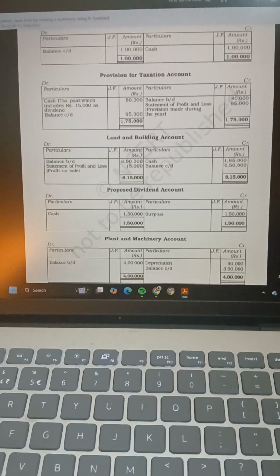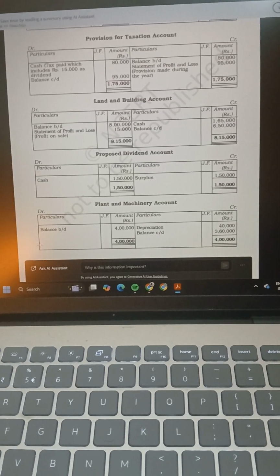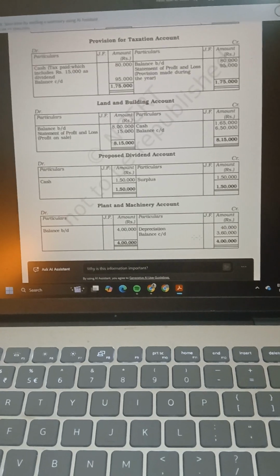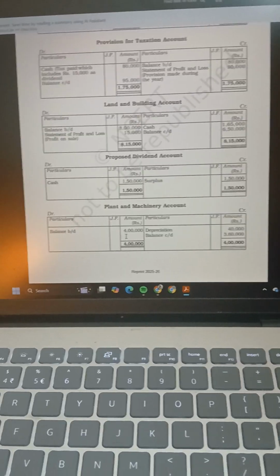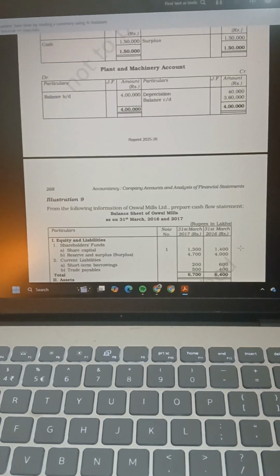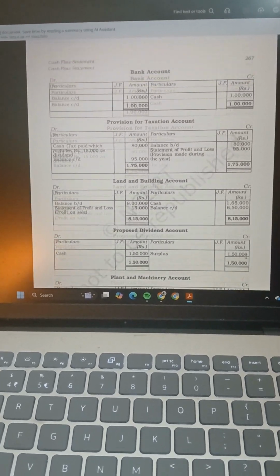Then plant and machinery account. Opening previous year balance 4 lakh, closing balance 3,60,000. So there will be depreciation, that is 40,000, that is 4 lakh minus 3,60,000. Then no accounts to be made.